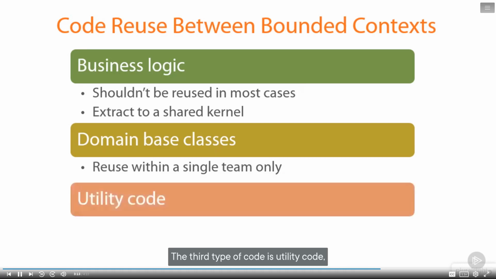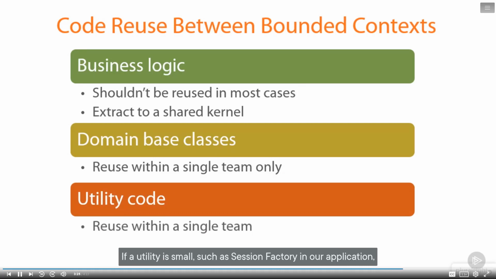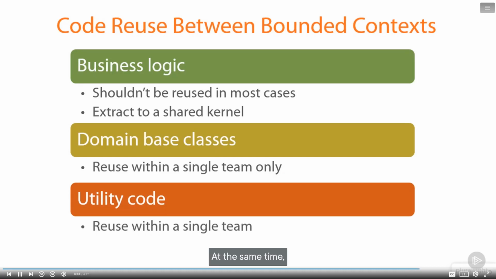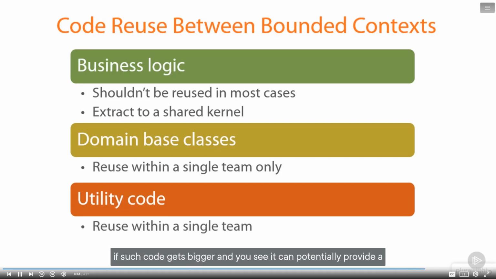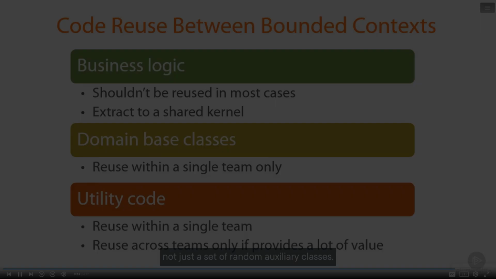The third type of code is utility code, code that doesn't contain any domain logic, but rather represents some useful helper methods. The guideline here is roughly the same as with the domain-based classes. If a utility is small, such as Session Factory in our application, just duplicate it so that each team has its own set of helper methods. At the same time, if such code gets bigger and you see it can potentially provide a lot of value to all teams in your company, create an internal open source project out of it. You can extract it to a separate project and make it publicly available to all teams in your company, but that should be something really useful, not just a set of random auxiliary classes.